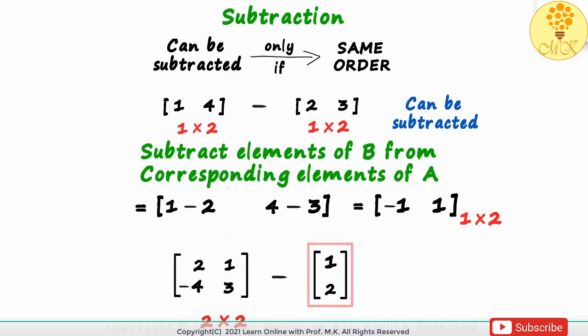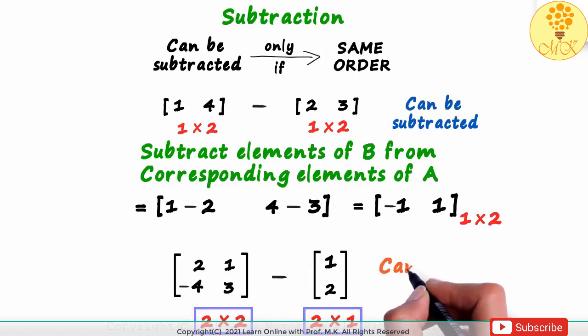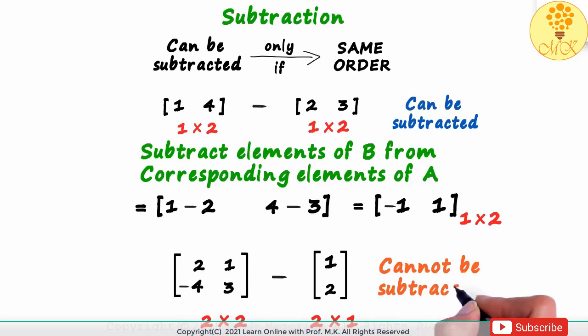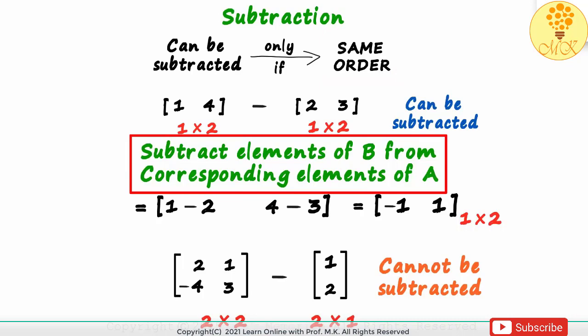And the second matrix has 2 rows and 1 column. Order will be 2 by 1. The orders are not the same, which means they cannot be subtracted. So remember, before performing the operation, check if they are compatible for subtraction. And only if they have the same orders, we move on to subtracting the elements of one matrix from the corresponding elements of the other.